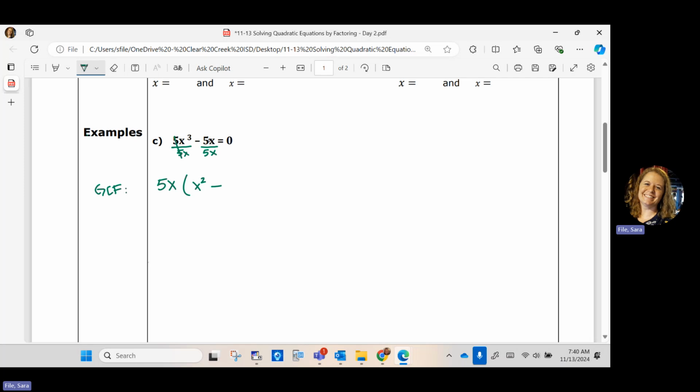Then we have a minus, and then the 5's reduced, the x is reduced. That leaves me with just a 1. It is not a 0 that you are left with there. 5x divided by 5x is not 0. It is 1. Anything divided by itself is 1. Okay, so make sure you have that 1 there. So now I've got it factored.